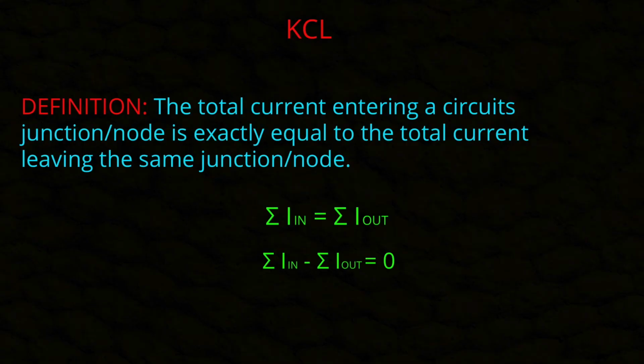His current law states that for a parallel path, the total current entering a circuit's junction is exactly equal to the total current leaving the same junction. So as the formula depicts, the summation of the current in is equal to the summation of the current out. In other words, the algebraic sum of all currents entering and exiting a node must equal 0.